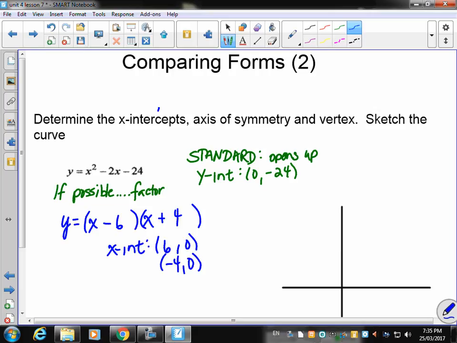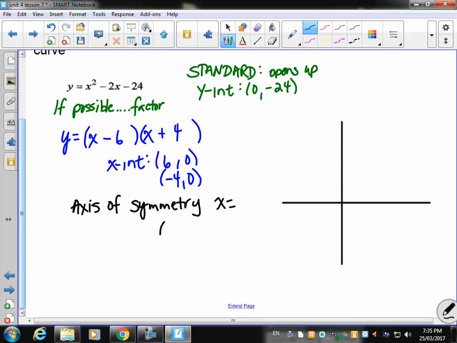We have been asked for the x-intercepts and the axis of symmetry. If we have the x-intercepts, then the axis of symmetry lies between the 2 x-intercepts. We can find it by averaging the x-intercepts. So I have 6 and -4. To average, we add them together and divide by 2. So 2 over 2. My axis of symmetry is x equals 1.